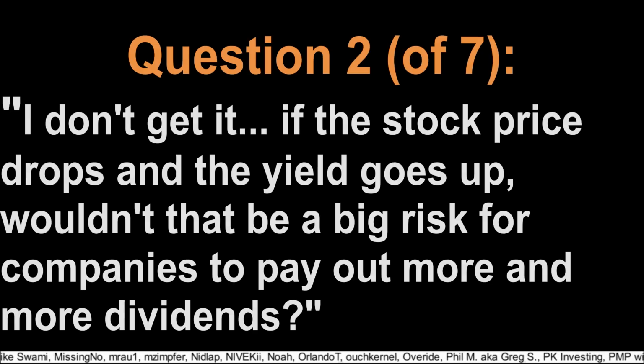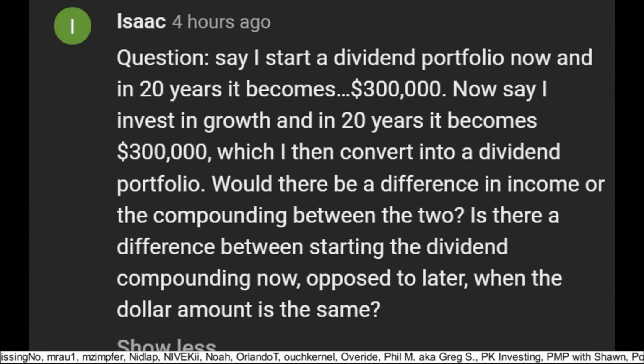Okay, let's move on to question number 3 of 7. This one comes from Isaac, who said, say I start a dividend portfolio now, and in 20 years it becomes 300 grand. Now say I invest in growth, and in 20 years it becomes 300 grand, which I then convert into a dividend portfolio. Would there be a difference in income or the compounding between the two? Is there a difference between starting the dividend compounding now as opposed to later, if the dollar amount is the same? Hey Isaac, the answer is not really, at least in the way you're probably thinking.